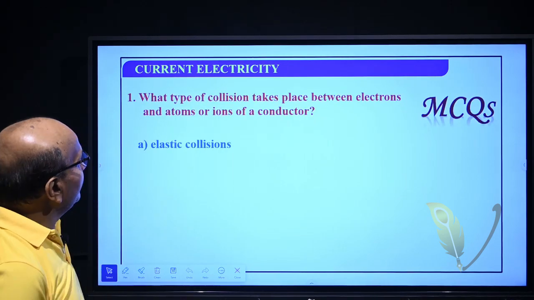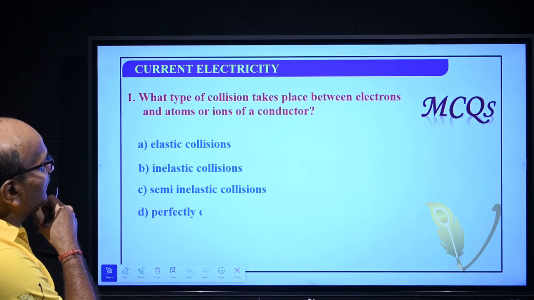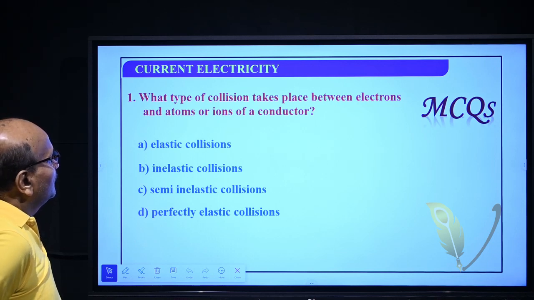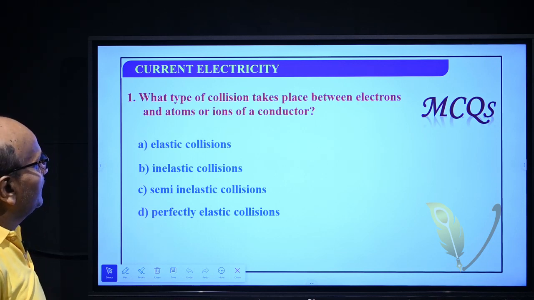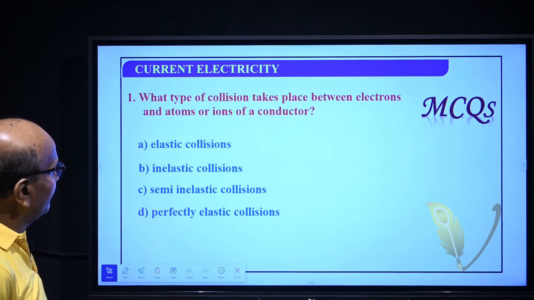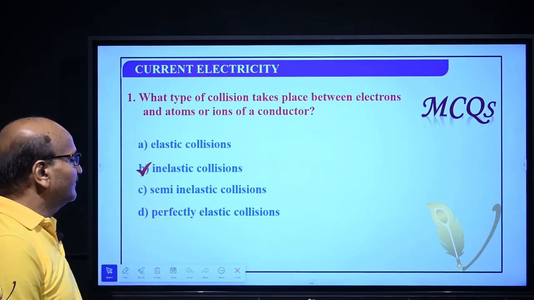So now, MCQ: what type of collision takes place between electrons and atoms or ions of a conductor? Elastic collision, inelastic collision, semi-inelastic collision, perfectly elastic collision. So the collision is inelastic collision.